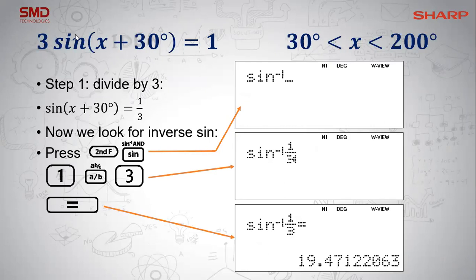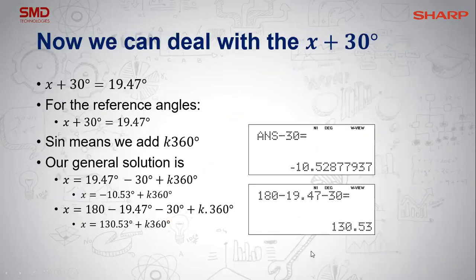Firstly, we can see that the 3 is the furthest thing away from sine, so we're going to divide by 3, and now we have sine of (x plus 30) is equal to 1/3. Now we can see x plus 30 is one whole thing, and we're going to get rid of the sine first. So we're going to take the inverse of sine, and it's going to give us this angle, 19 degrees.